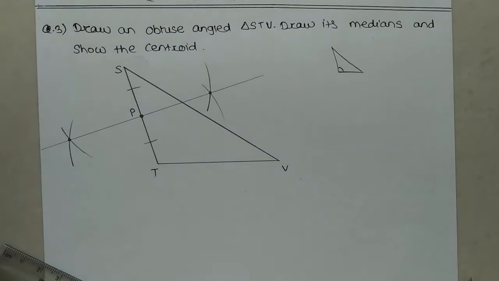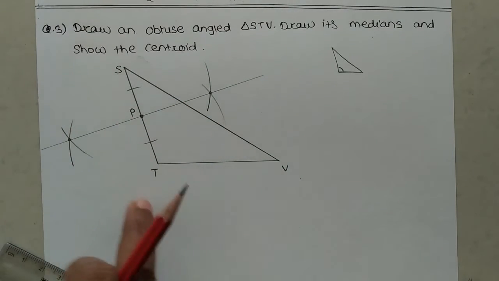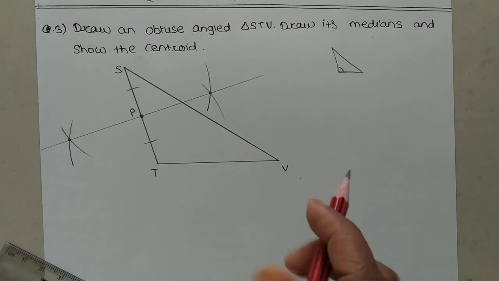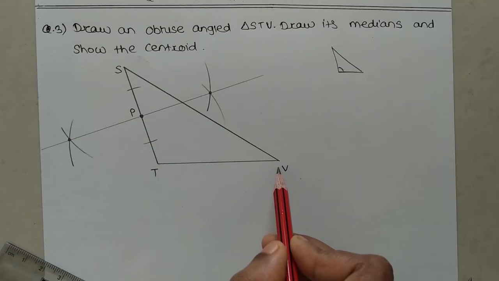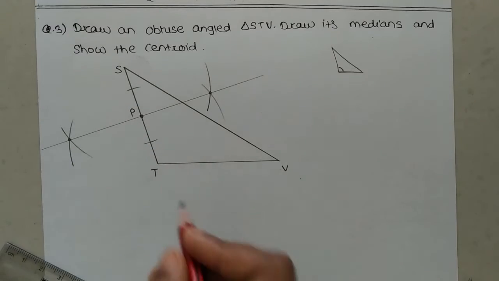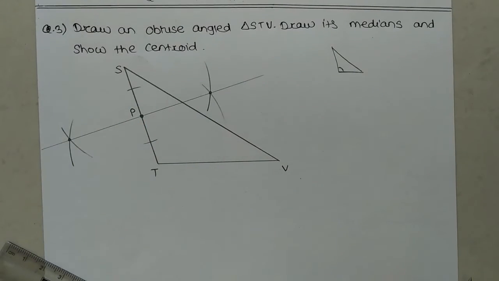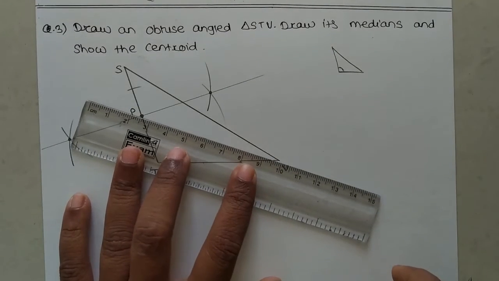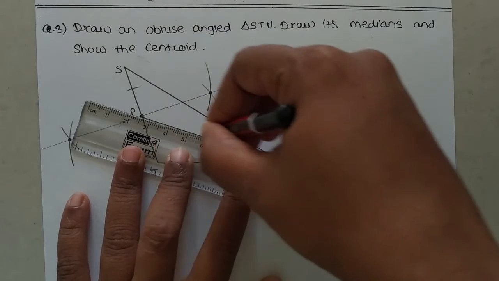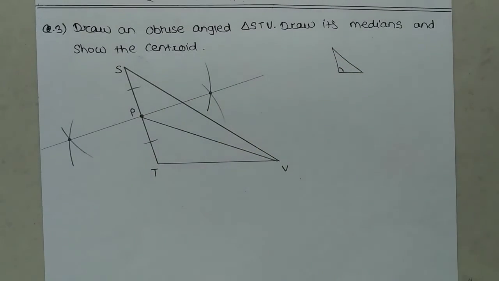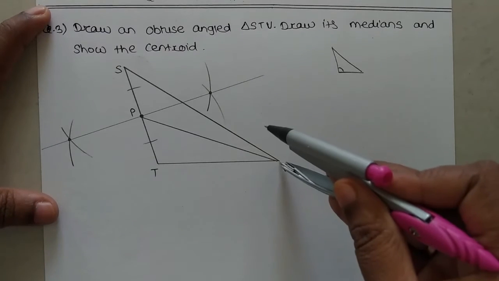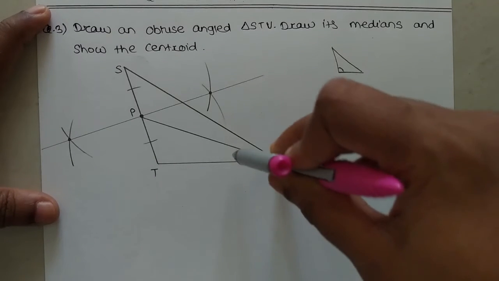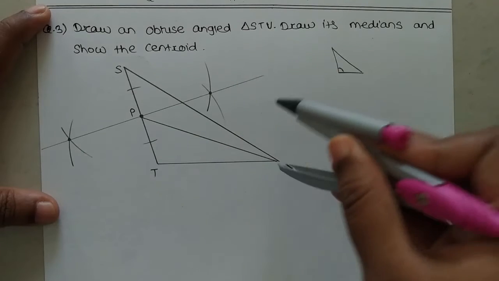Okay. So just tell me, this side is opposite to which vertex? That is V. The side opposite to vertex V is ST. So we have to join P and V. Okay. So this is one median of triangle STV. Now similarly, we have to find the midpoint of side TV.